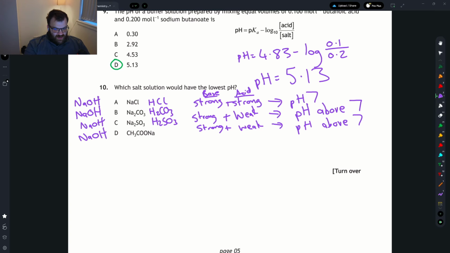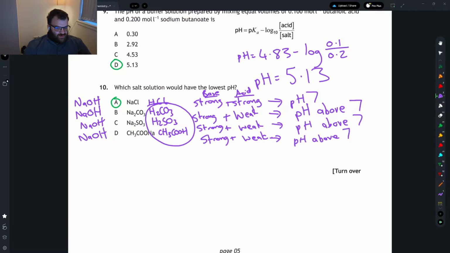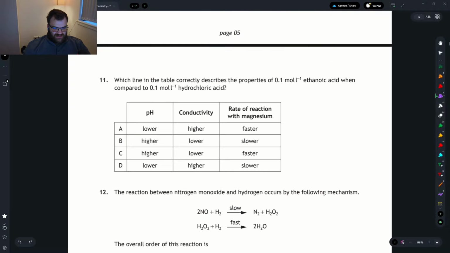Last one, 2 carbons. It's a carboxylic acid. That's going to look like ethanoic acid, CH3COOH. Same again, strong and weak. So although it's asking us for the lowest pH out of these options, it would be A, even though it's still going to be pH 7. It's not going to be acidic. To be acidic, you need strong acid and weak base, so A is the correct answer there. This one will really test your knowledge of the weak acids they can ask us about.